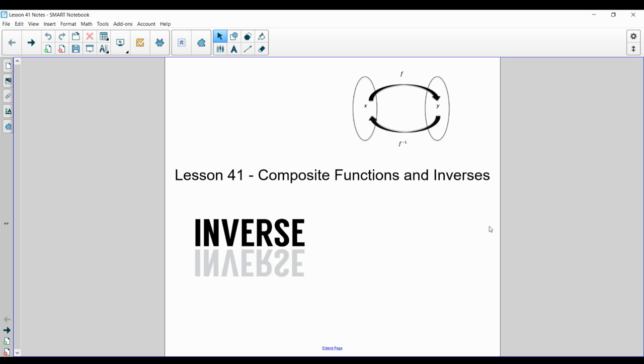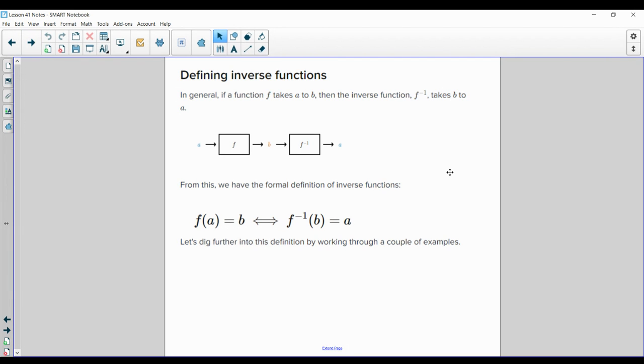Right, Chapter 6, Lesson 41 is going to be on inverses and using composite functions to determine whether things are inverses or not. So inverses can look like a pretty complicated idea. Essentially, all an inverse does is undo the original function.